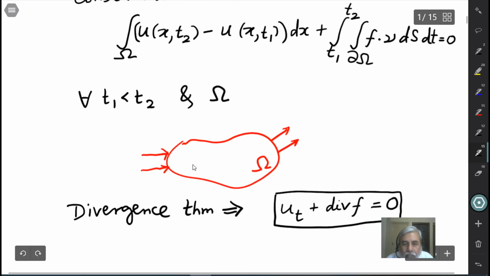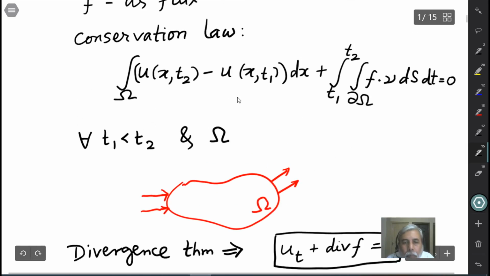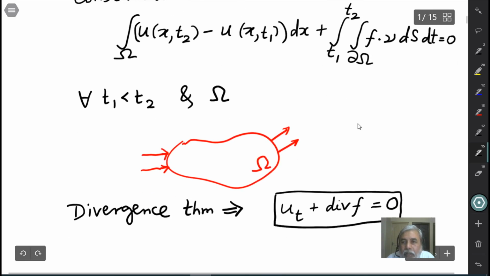So suppose the fluid is moving in this direction, along the arrow. Then fluid enters this domain and some fluid leaves this domain, and over any time interval we expect this conservation law to hold. This is the density, so if it's the density of the fluid, it gives you the mass of the fluid in omega present between two times T1 and T2, and that must be equal to the amount of fluid that has entered the region and left.